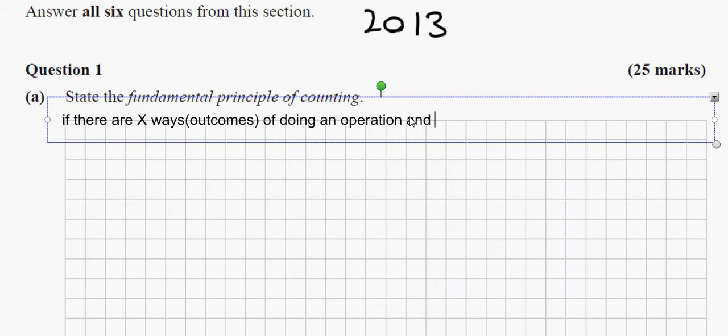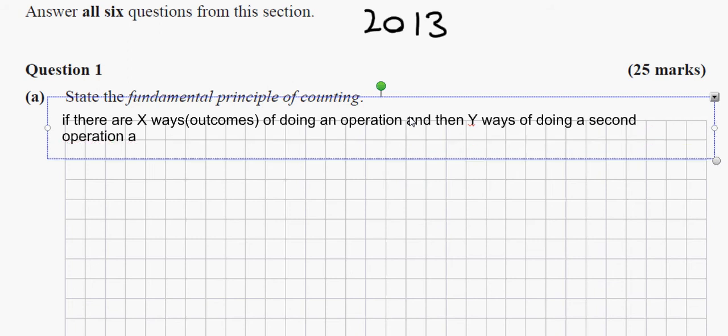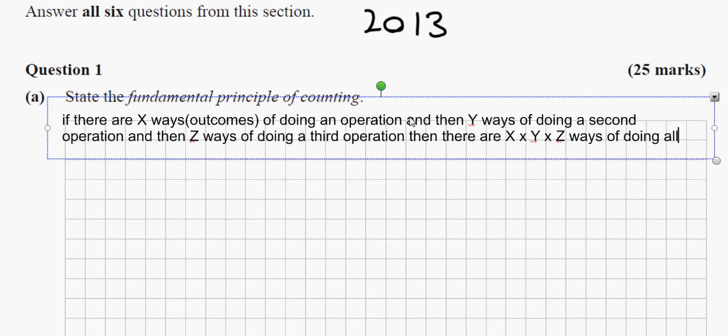and then y ways of doing a second operation, and then z ways of doing a third operation, then there are x multiplied by y multiplied by z ways of doing all three operations.